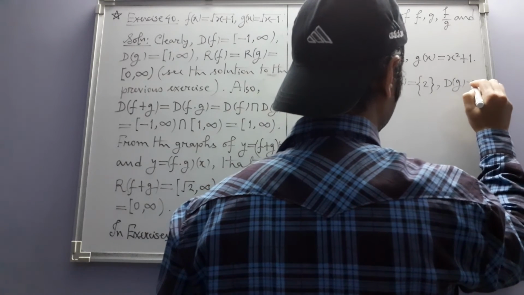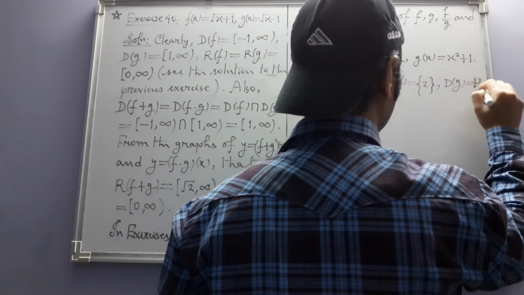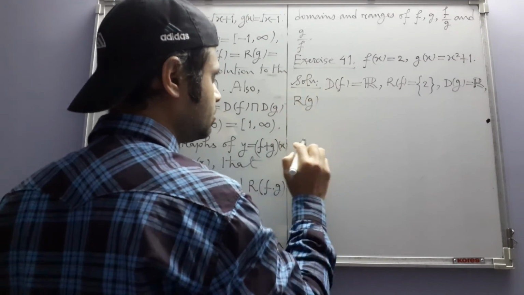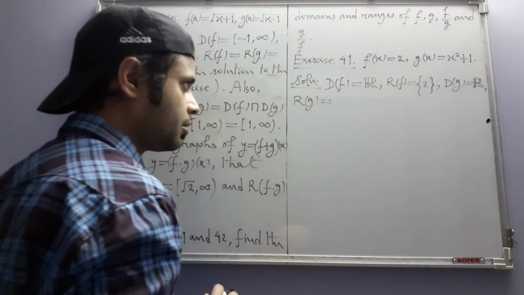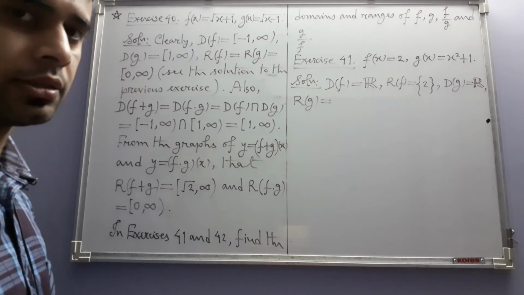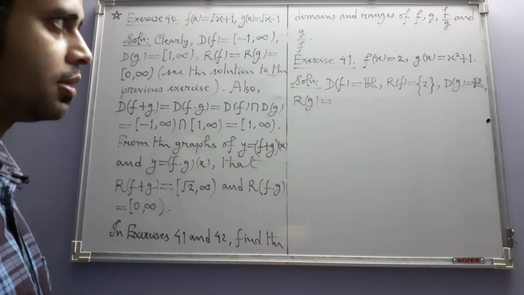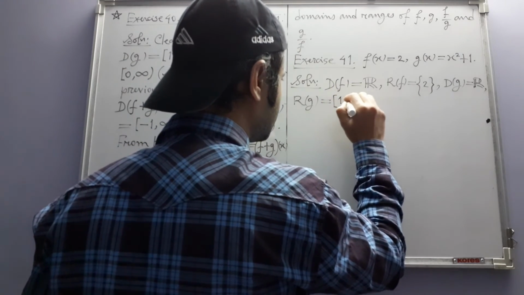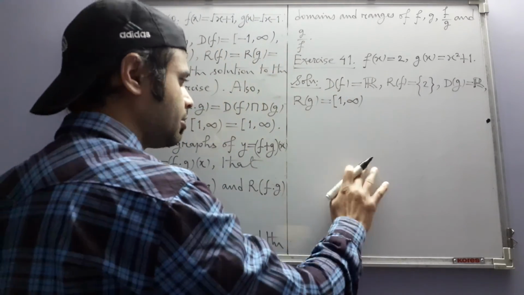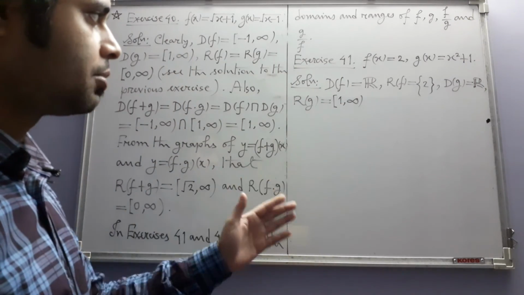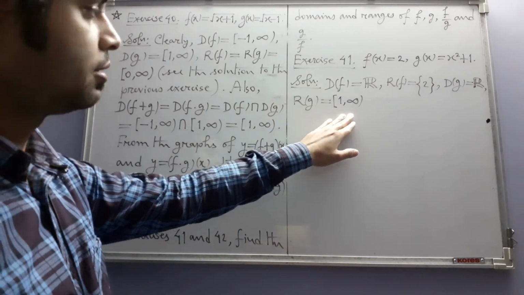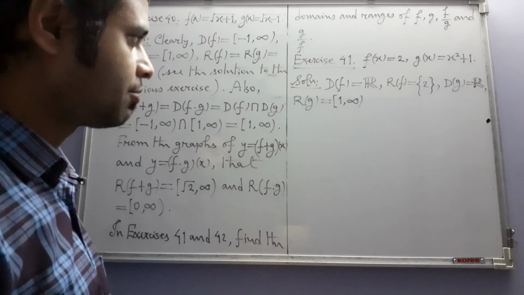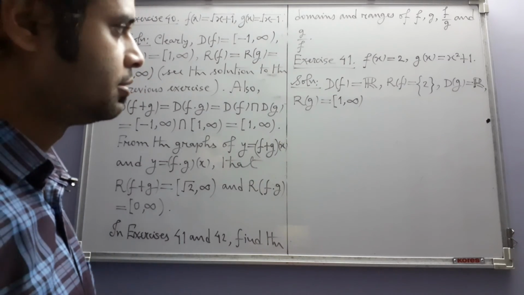Domain of g is also the entire set of real numbers, and range of g, for any x, x square plus 1 is always greater than or equal to 1. That's because x square is greater than or equal to 0. So the range is 1 comma infinity. This again, either you can approach algebraically to show that this set is equal to this set, or you can cut corners. You can say from the graph of this function we see that this is the range.